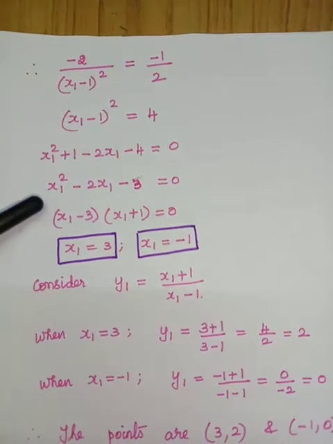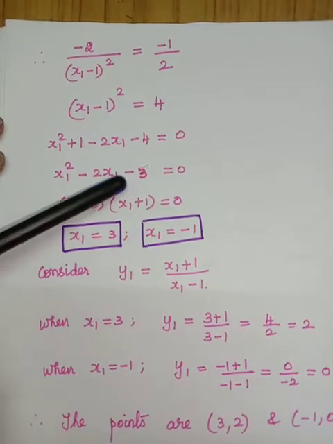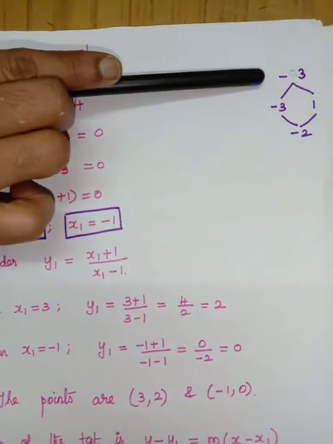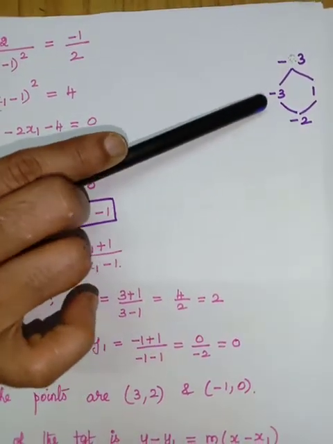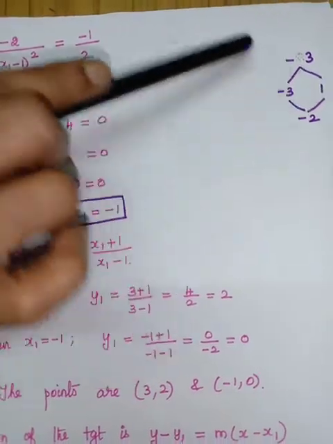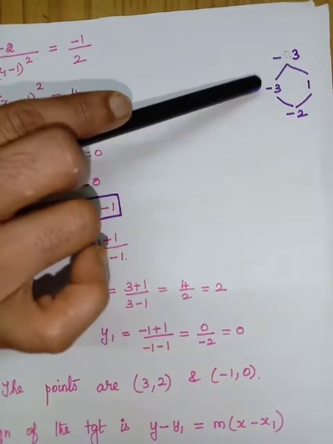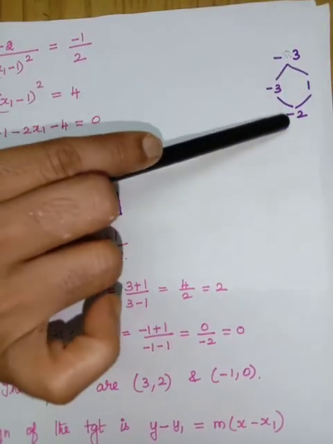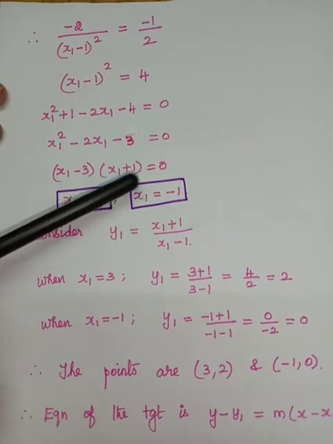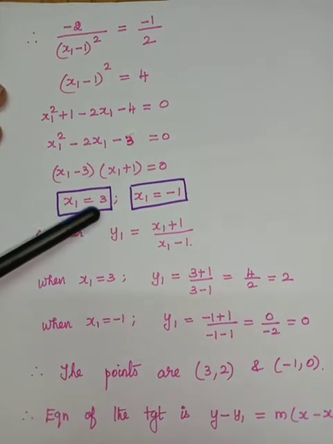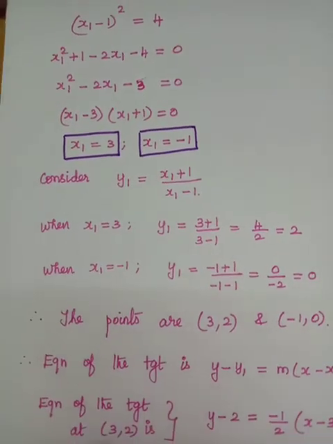So, it is a quadratic equation in terms of x1. The product should be minus 3 and the sum should be minus 2. So, you can take the numbers minus 3 and 1. Multiplying, minus 3 into 1 is minus 3. Adding, minus 3 and 1 is minus 2. So, it can be written as (x1 - 3)(x1 + 1) = 0. So, x1 is equal to 3 and x1 is equal to minus 1. So, x1 we have found.